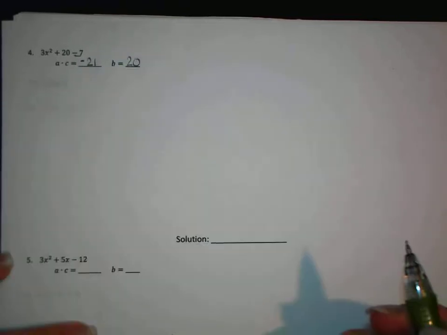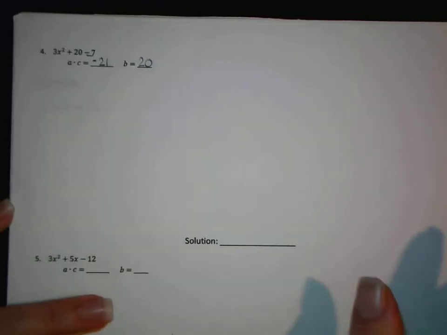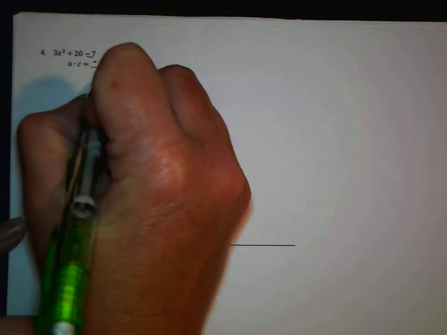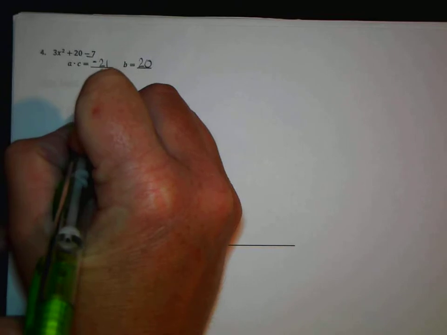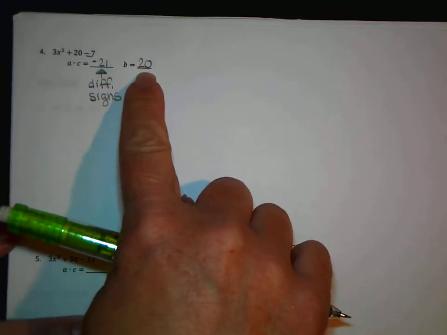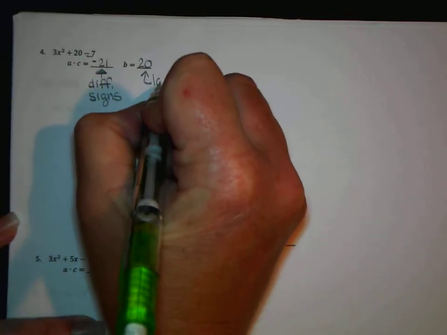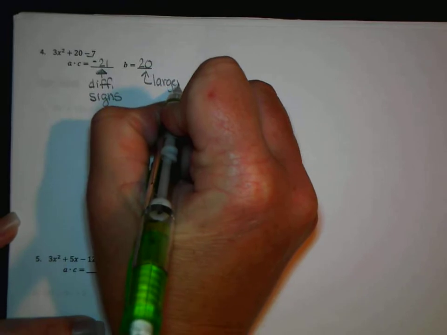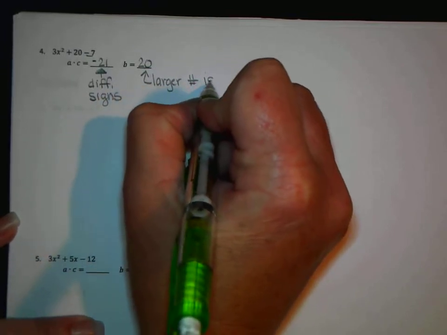So when we multiply two numbers together, we get a negative. So what does that tell us? That tells us that we have different signs. Well, if we have different signs and we add them together and it results in a positive, that means the larger number is positive.